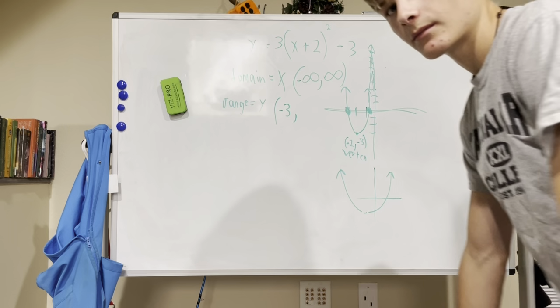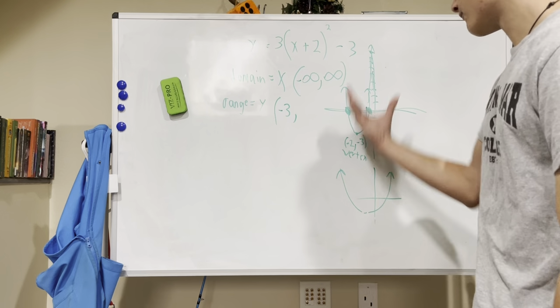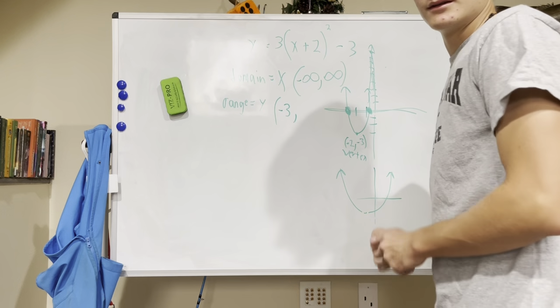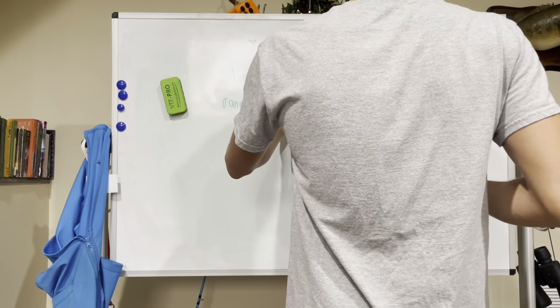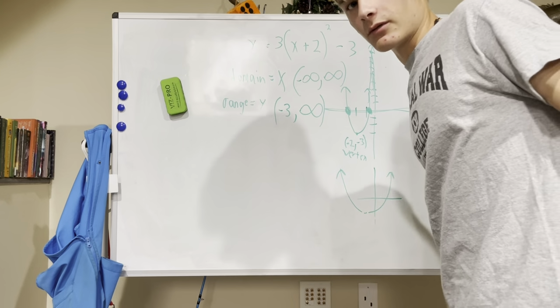And then what's the highest possible y number? That is infinity, because it's rising up infinitely. So it could reach any number higher than -3. That's basically what it's saying.